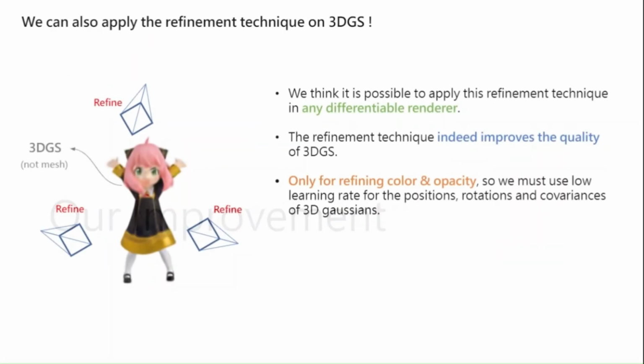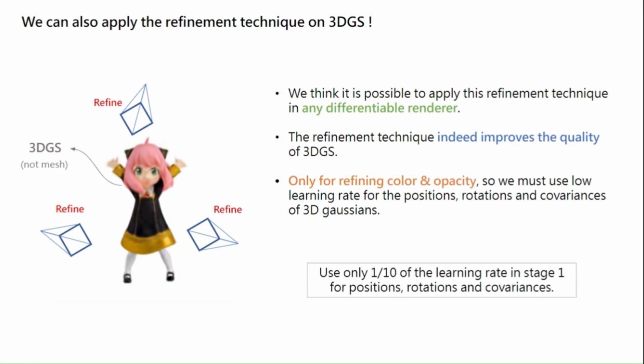So here's our improvement. We think that it is possible to apply the second stage refinement technique to any differentiable renderer, and specifically to stage 1's refinement. So we show that it indeed improves the quality of the 3D Gaussians. And here we only refine the color and opacity because stage 2's technique is mainly about appearances. So we have low learning rates for positions, rotations, and covariances of the 3D Gaussians. Specifically, we only use 1/10 of the learning rate.